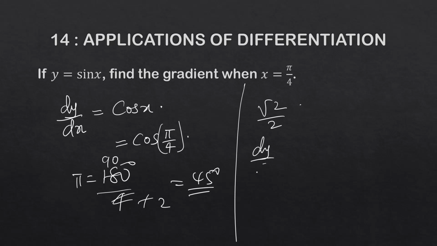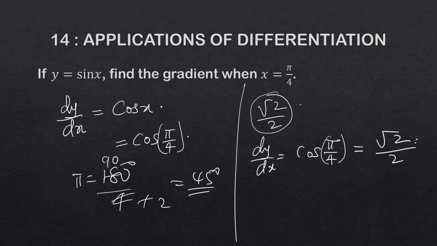Therefore, dy/dx is going to be cos pi over 4. Cos 45 is root 2 over 2. So the whole answer is going to be root 2 over 2.